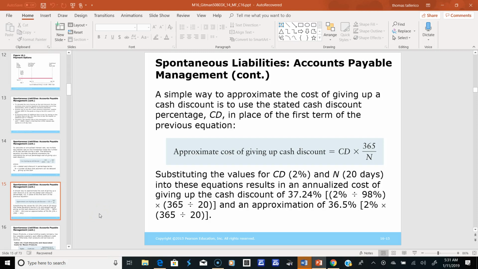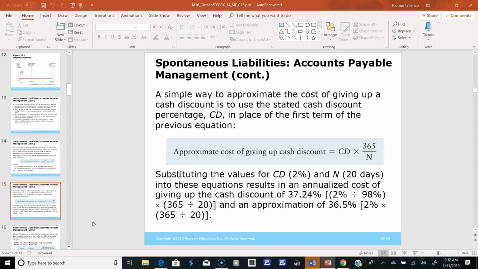So good morning, everybody. I want to pick up on chapter 16 and pick up where we left off. The last time we met, we were talking about the approximate cost of giving up a cash discount.